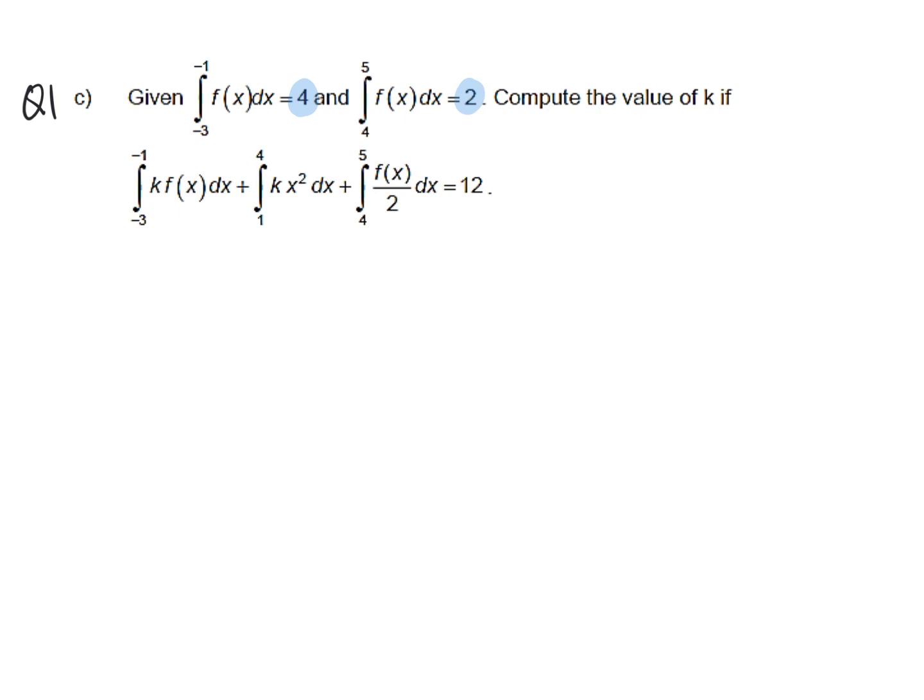Okay, so you want to find the value of k. You want to find this k value if the integration from -3 to -1 of k f(x) dx, plus the second, from 1 to 4, k x squared, and the third, from 4 to 5 of f(x) over 2 dx, equals 12. So you are given one equation.